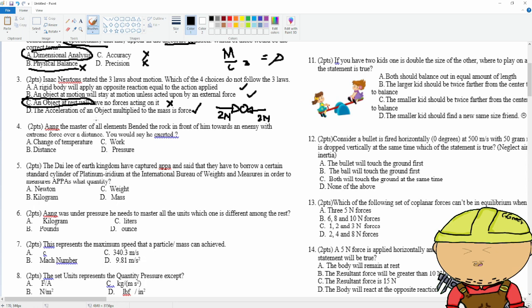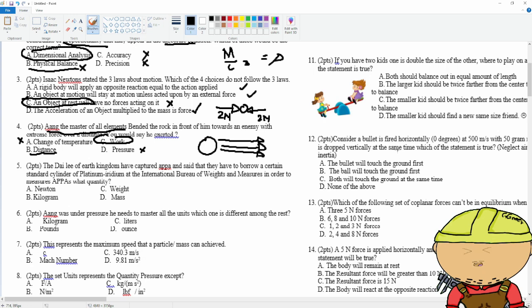The master of all elements, the avatar, bended the rock in front of him towards an enemy. Pew! With extreme force over a distance, you would say he exerted change of temperature? No, it moved a distance. Yeah, distance traveled by the rock. Pressure? No. I haven't discussed pressure yet, but pressure is over an area. Work, yes. The answer is work. Okay.